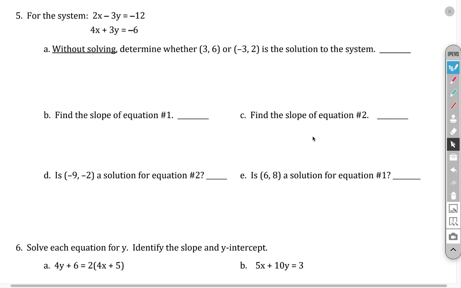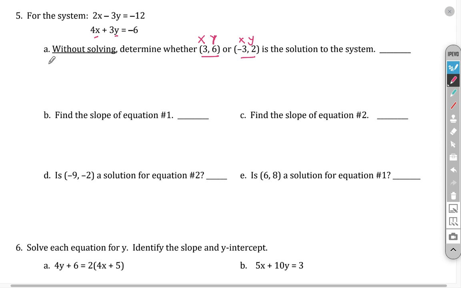All right, so now we're on number 5, and it says for the system. So it gave us a system, and it said without solving, determine whether ordered pair 3, 6 or negative 3, 2 is the solution to the system. So what it's saying when it says without solving, all it means is we're not going to solve for these two. So what we can do is just plug these in for x and y, right? We know that these are x, y, and x, y. So let's figure out if they're a solution to the system. So let's plug in for x and y.